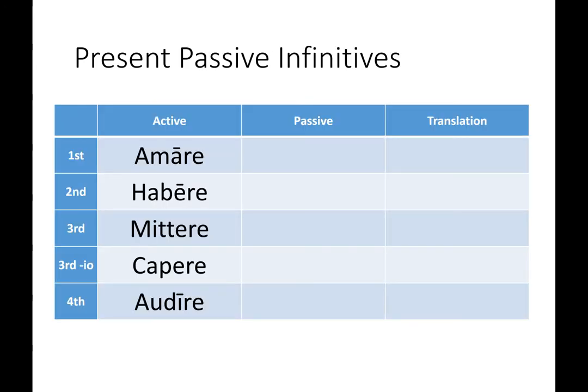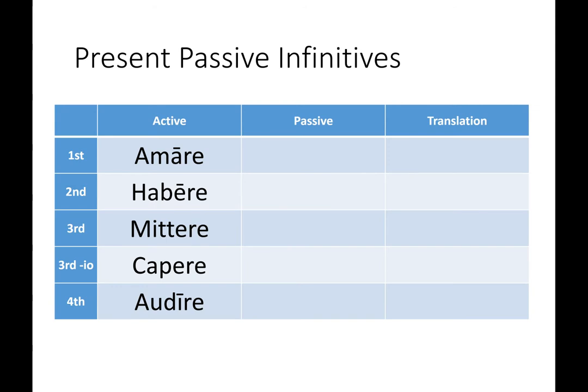So here are some of our infinitives that we know and love, the present active infinitives: amare, habere, mittere, capere, and audire. Okay, so very easy. These are second principal parts, and you would know how to translate all of these: to love, to have, to send, to capture, to hear.